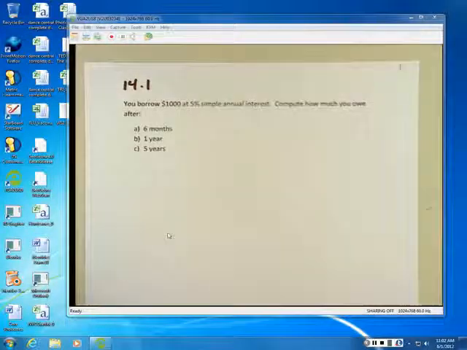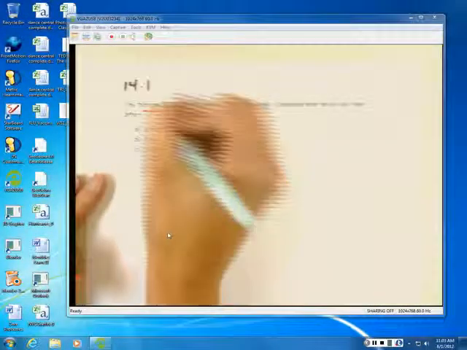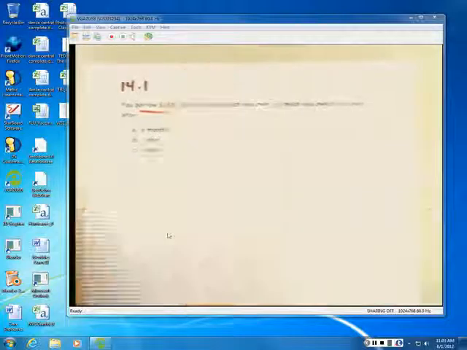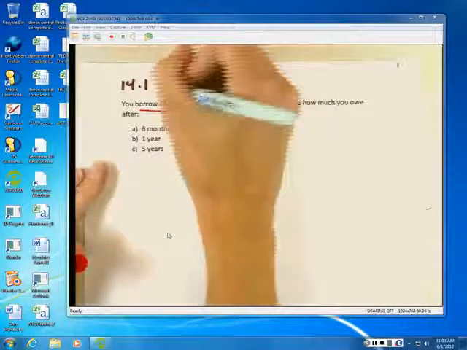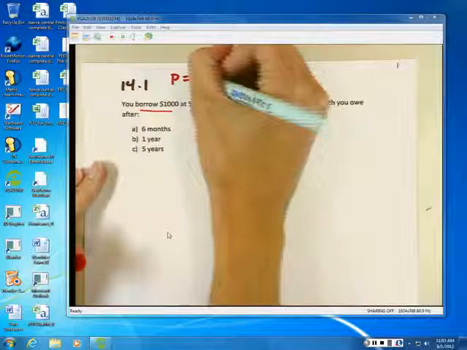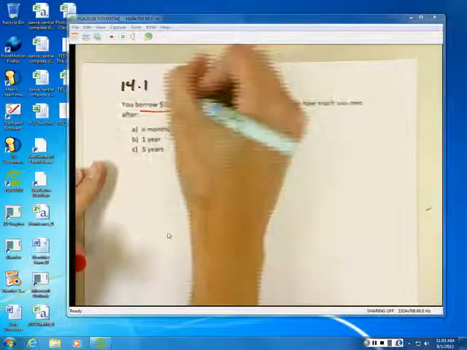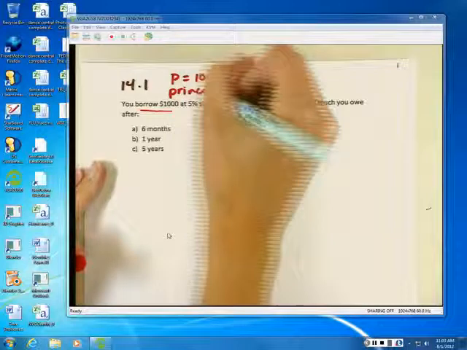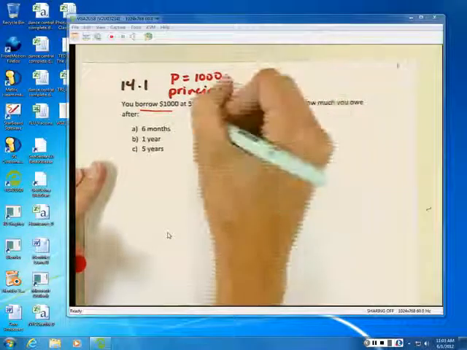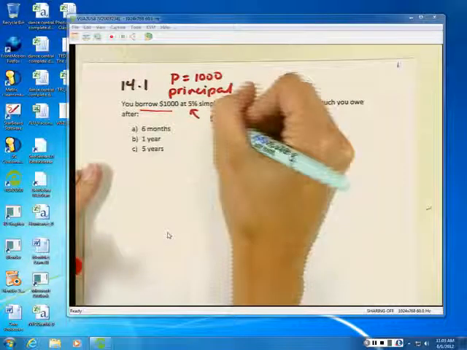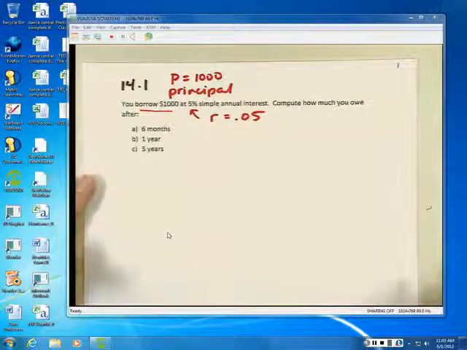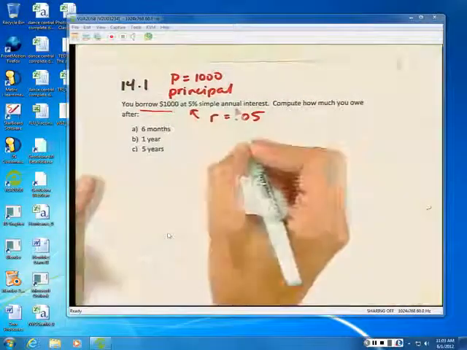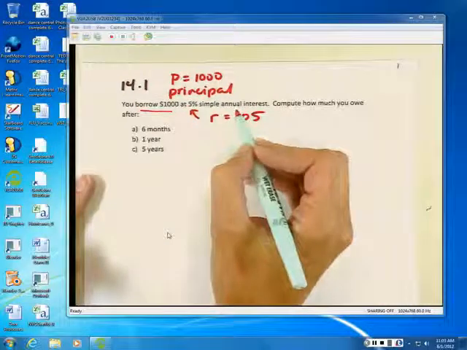Well, I'm going to start with some language. So first of all, the amount borrowed is the principal. So P equals $1,000, which is the principal. 5% is the interest rate, and we express that as a decimal when we do the math. So my interest rate is 0.05, and that's the annual interest rate, so how much you earn in 1 year.